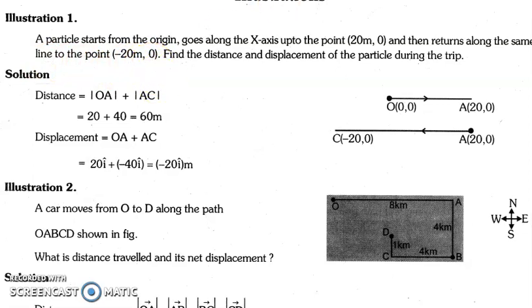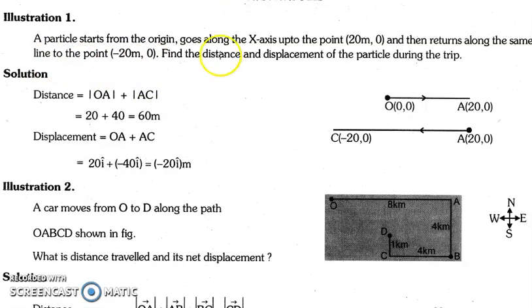So we have to calculate the distance and displacement of the whole trip. Now this is very simple. We will be moving 20 units towards this side, and we have already moved 40 units towards this side. So distance would be 20 plus 40, that is 60.